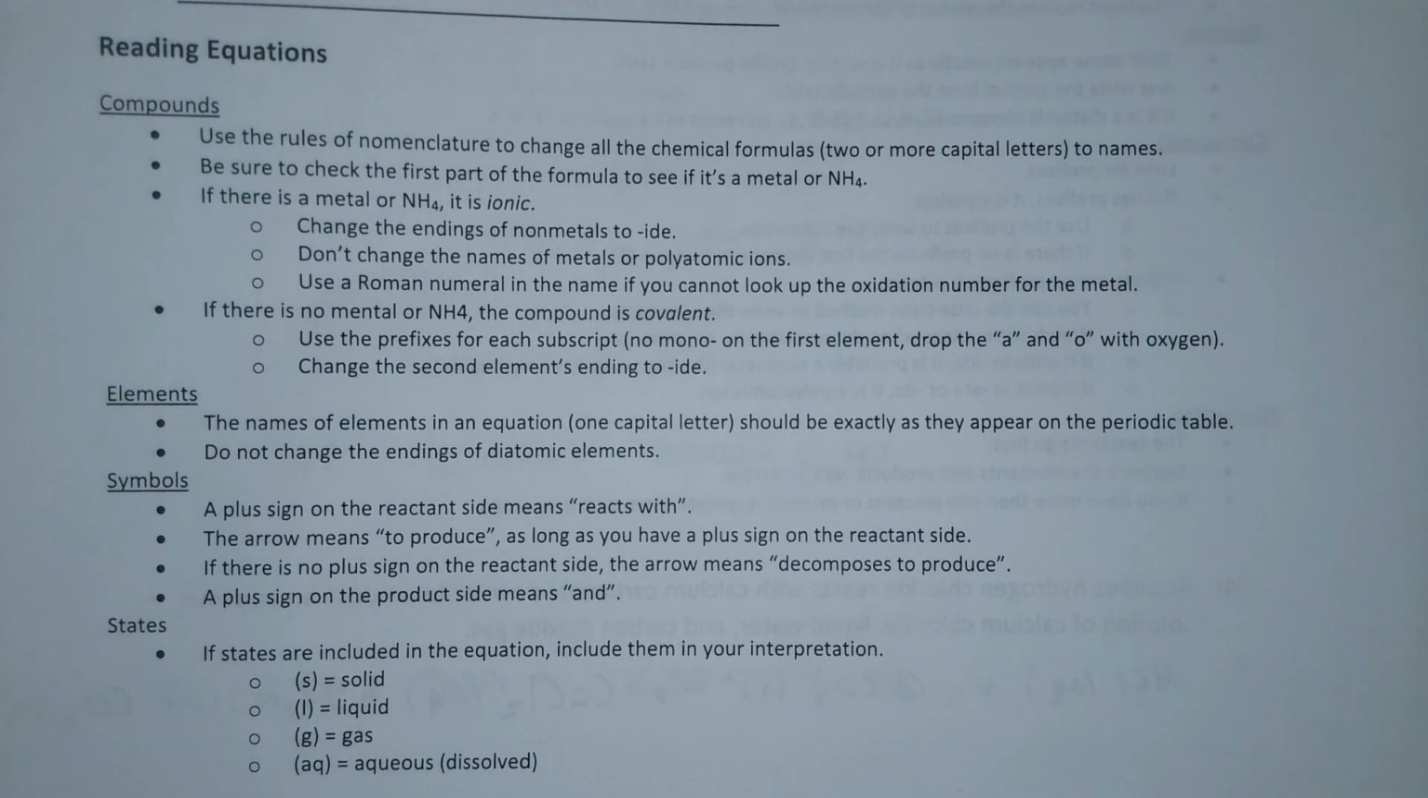When it's a compound, you have to decide if it's ionic or covalent so that you use the correct rules for the nomenclature. If it's an element, you have to watch for diatomic elements. Writing down symbols, like what do you do with the plus signs, what do you do with the arrows. Remember, the tricky part in that is dealing with the arrow when you have just one reactant or no plus sign on the reactant side. Making sure you use the decomposes to produce instead of just saying to produce.